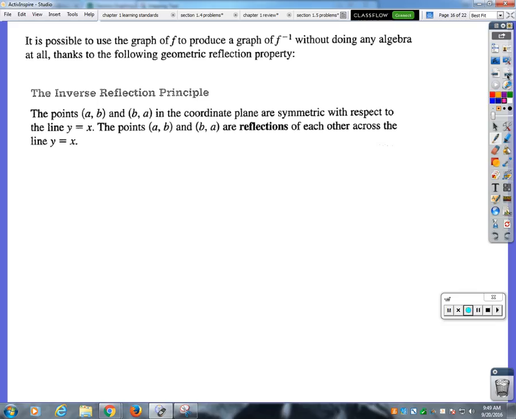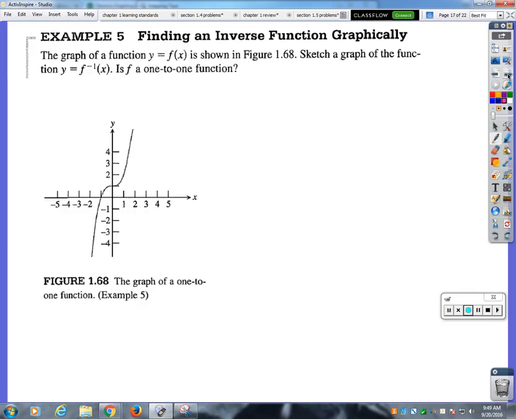Okay, and then we talked, I believe, about the graphs of inverses being a reflection over the line y equals x. Do you remember that? Okay. All right, so let's do this graphically then.